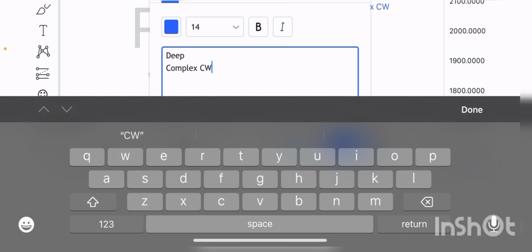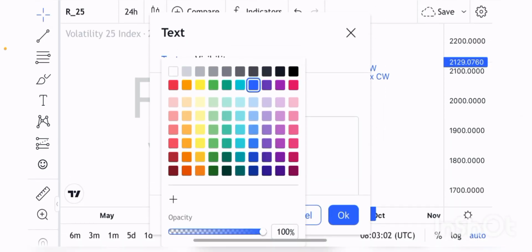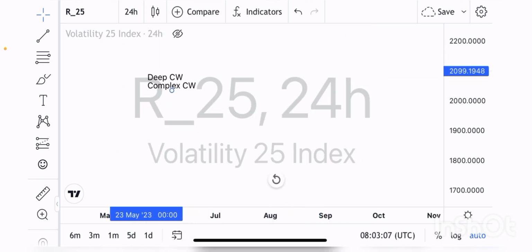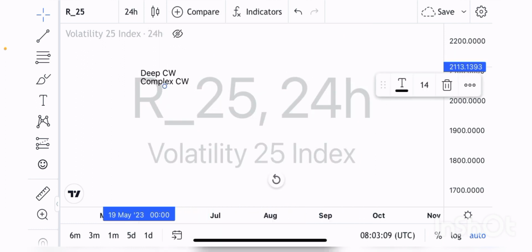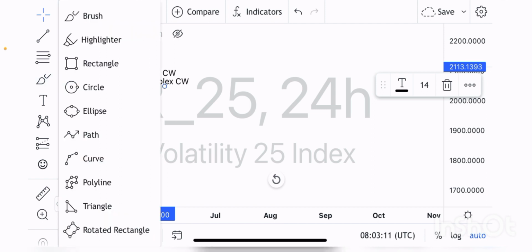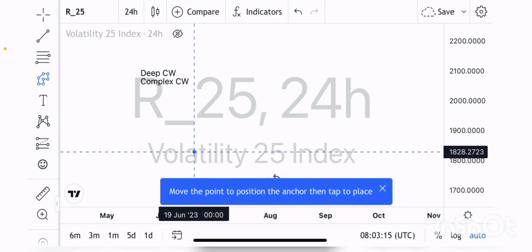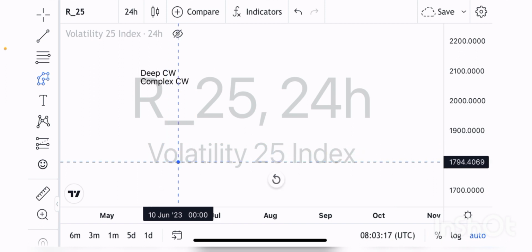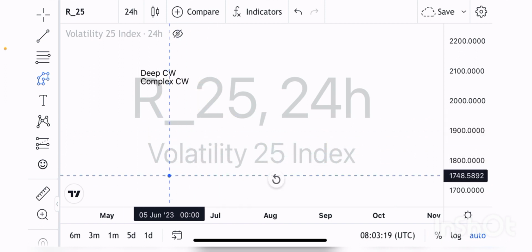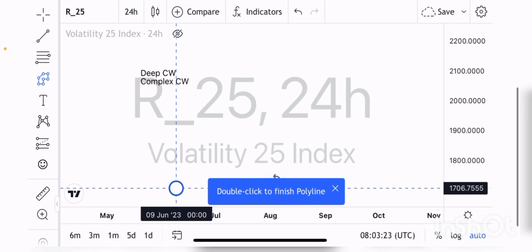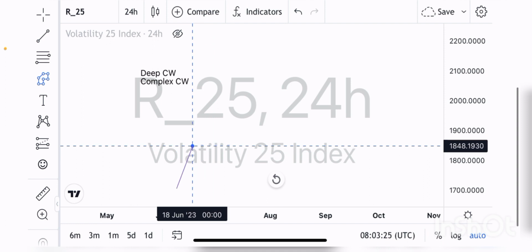So we have the deep corrective wave, and then we have the complex corrective wave. So yes, I'm going to be explaining that with some chart right now. I'm going to be bringing this out so I can use it in explaining to you guys. So let's take for instance, we are in an uptrend. Follow me closely, guys.